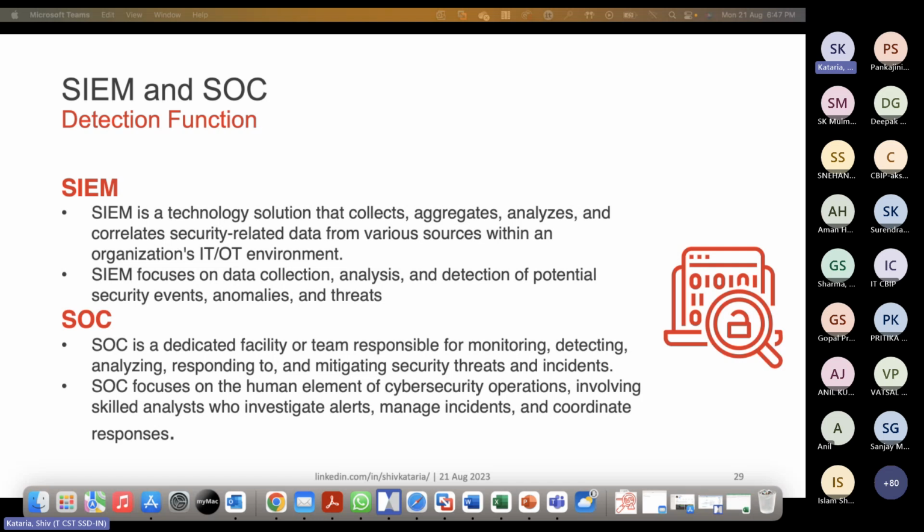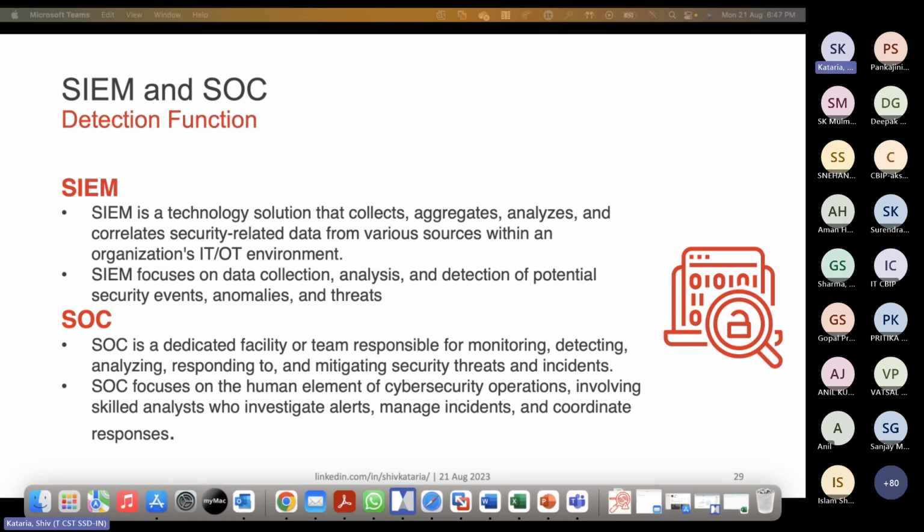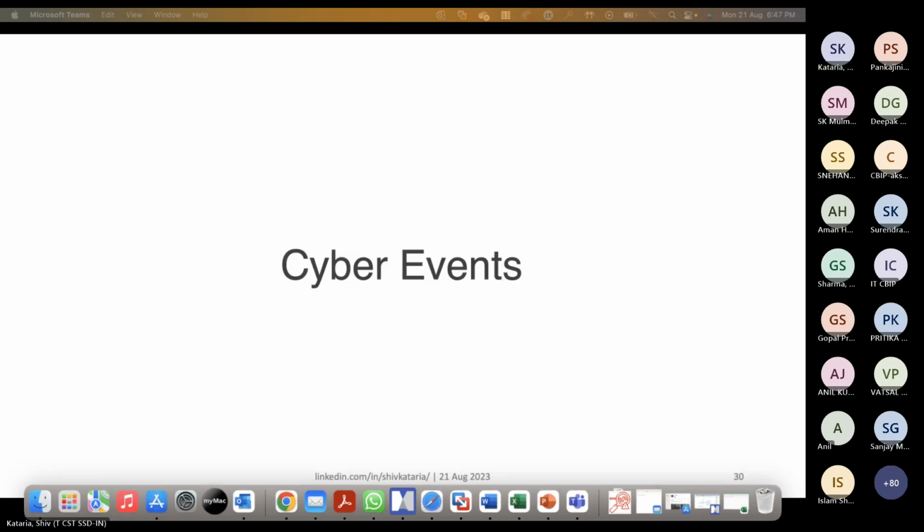Now we will move to the last segment of today's discussion, which is about what we should do when we have a cyber event. Before moving forward, do we have any questions on SIEM and SOC? Sir, can you please explain what is syslog?